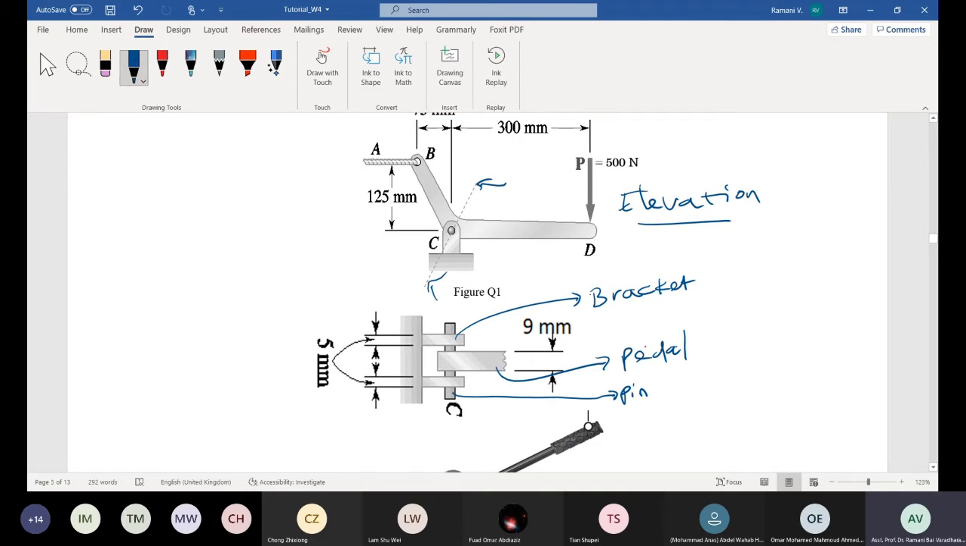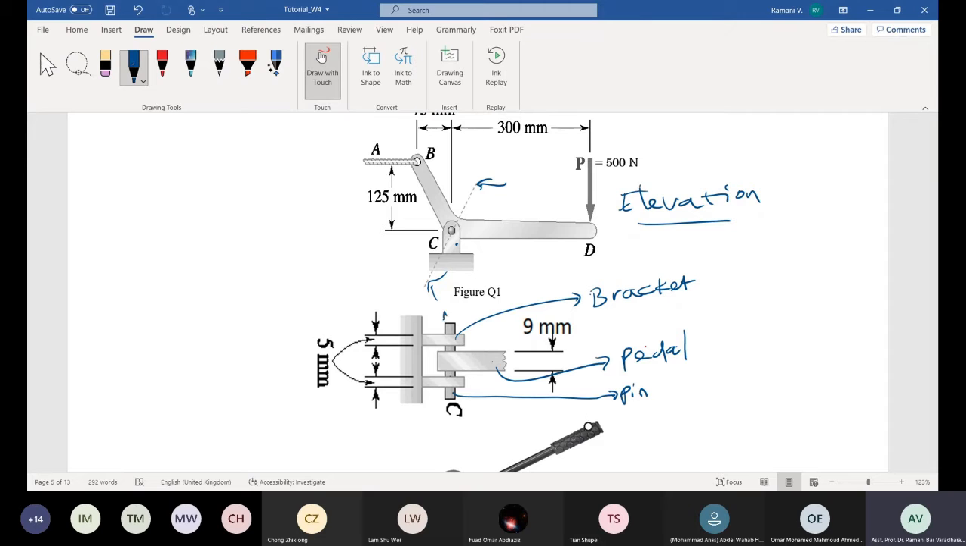The component parts are, this is the pedal, right? This one is related to this. This one is related to this. This one is related to the pin, right? What are the diameters given to you? The pin diameter is given in this cross section.